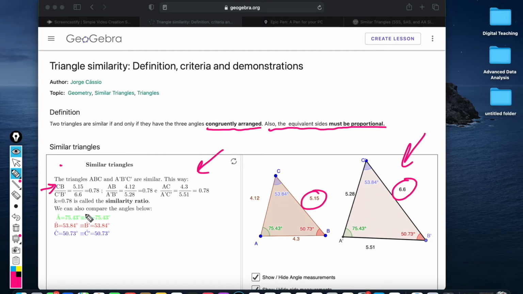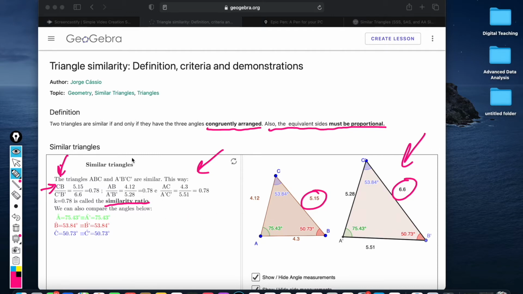If we set this up as a proportion and divide it, you're going to get a value of 0.78. Well, 0.78 is what we call the similarity ratio. Let me underline that a little better. It's the similarity ratio. Now, to find out if the two triangles are similar, you would do that same setup here. You would take two equivalent sides, ones that have the same letter in the same sequence, and set them up the same way.